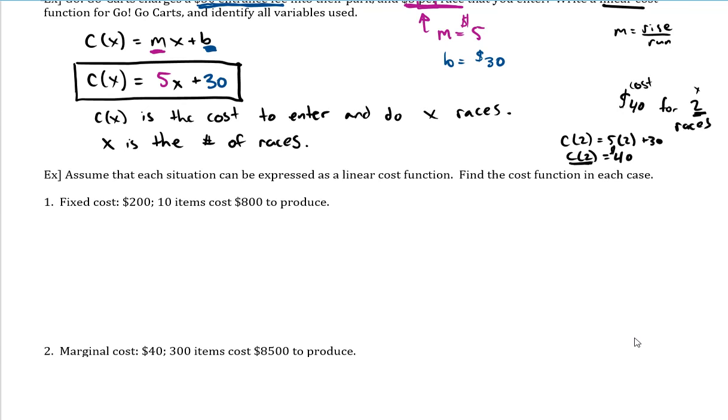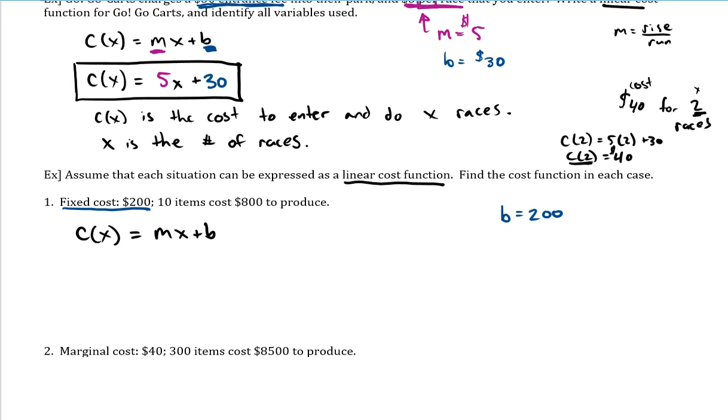Okay, so in this example, it says assume that each situation can be expressed as a linear cost function. Find the cost function in each case. So let's get our cost function set up: C of X equals mx plus b. Now let's break down what these numbers mean. They say fixed cost is 200. So the fixed cost is 200. That is our b. I'm just going to put it way over here. That's the vocabulary for the y-intercept.